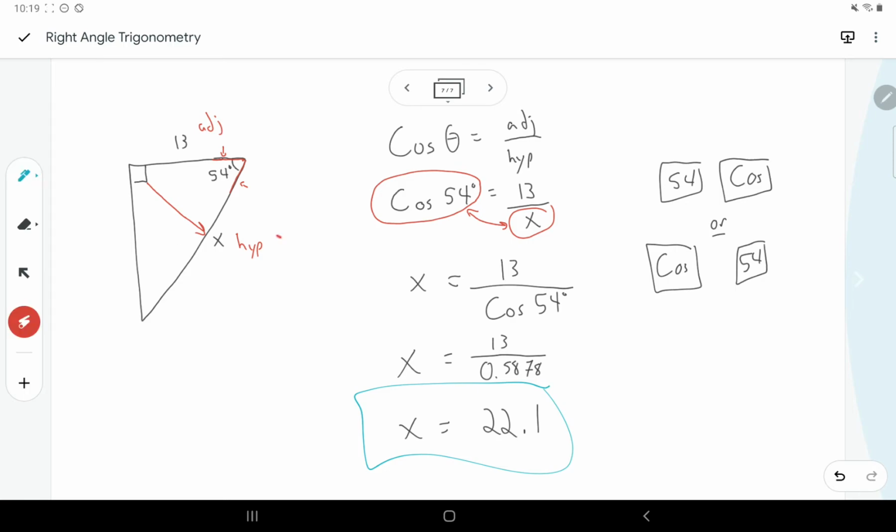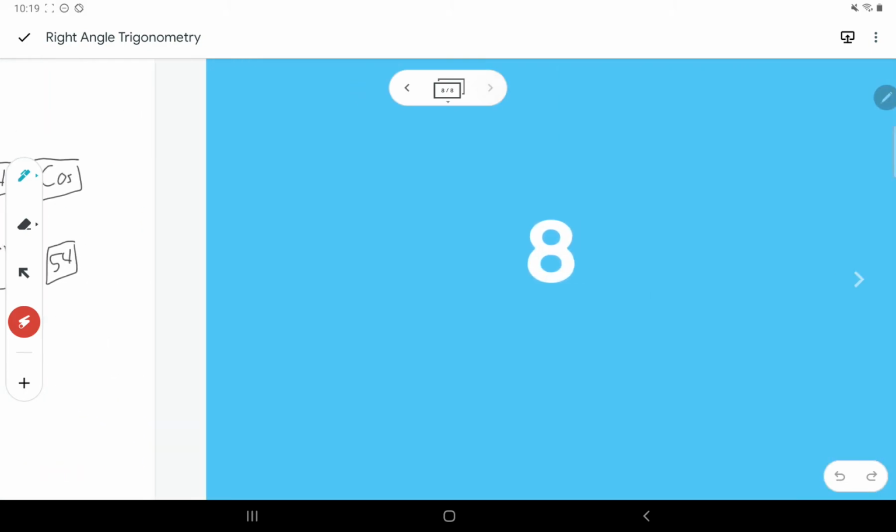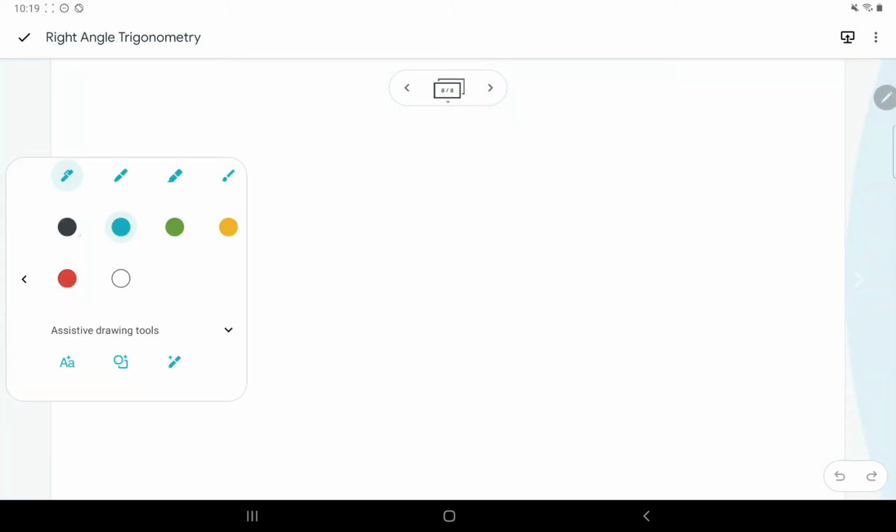Okay, so that's looking at solving for the hypotenuse. This is our process for solving for the hypotenuse. So let's continue and look at solving for the adjacent side. Okay, so fresh page here.